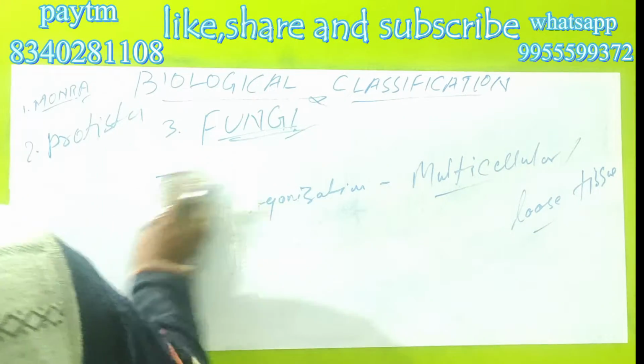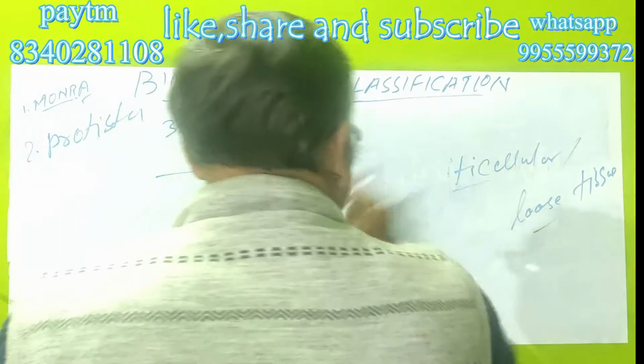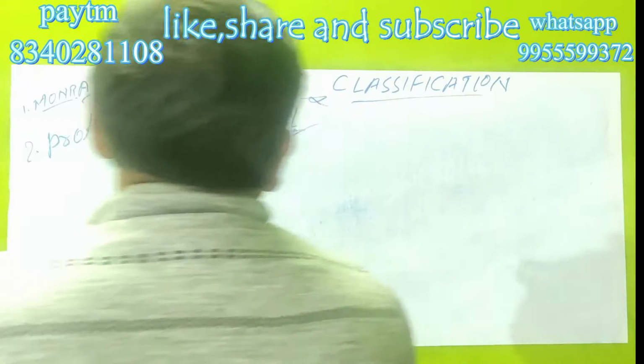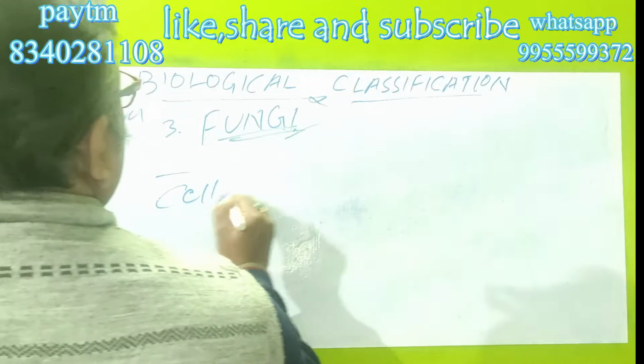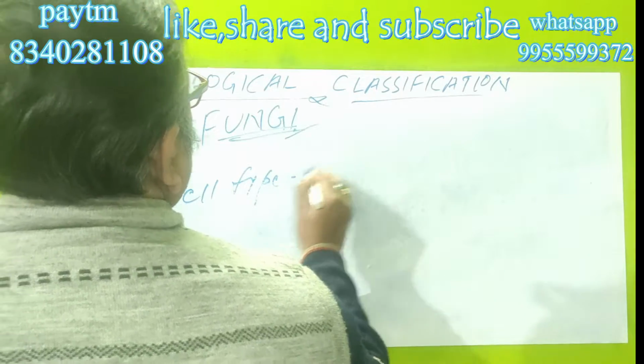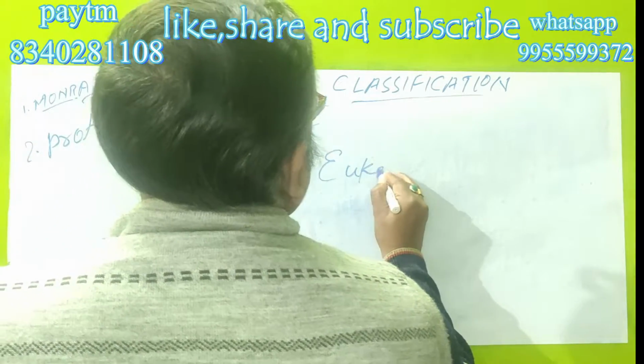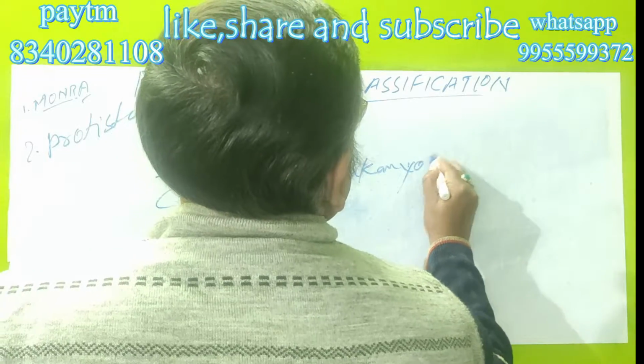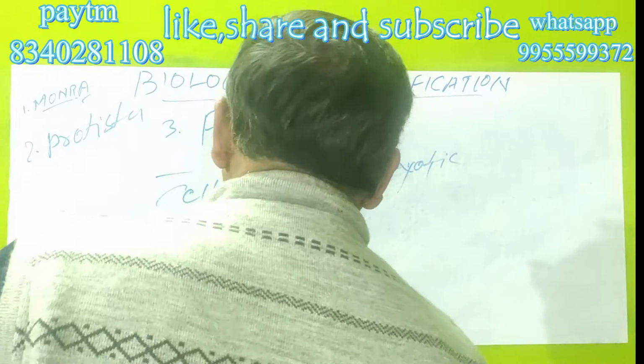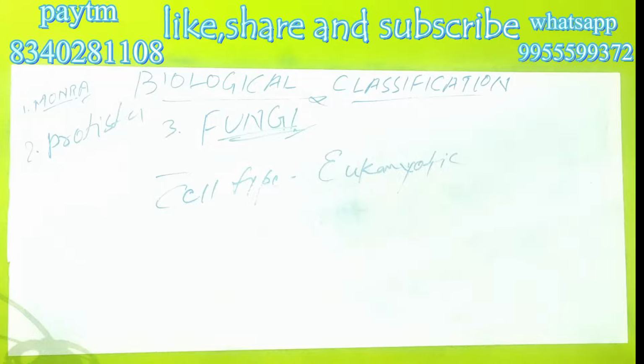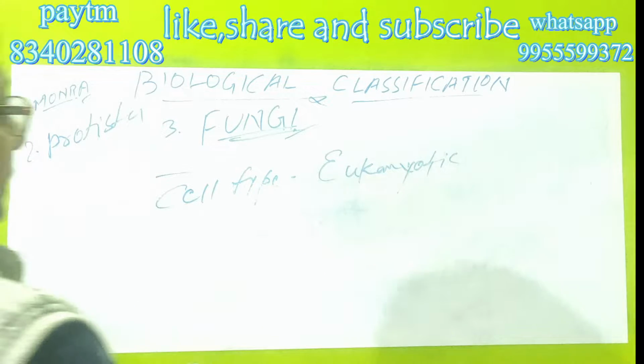The cell type is eukaryotic. Fungi has the nuclear membrane.